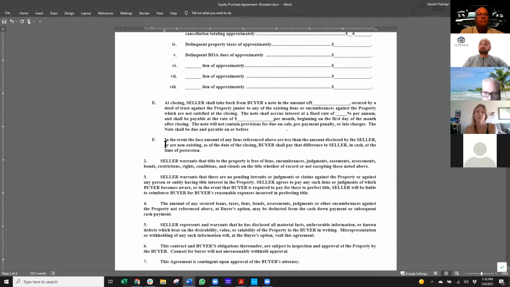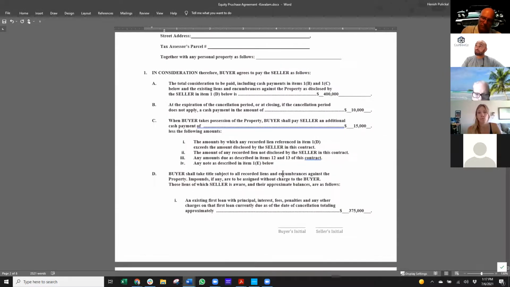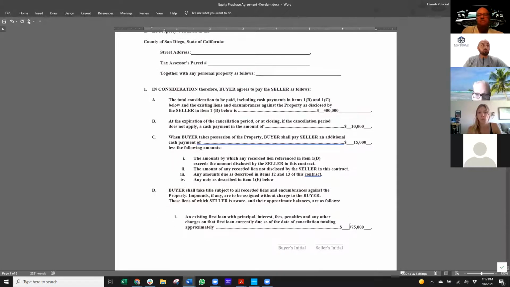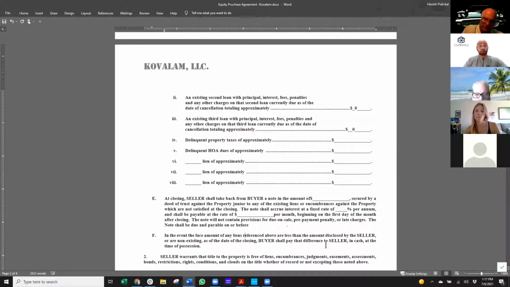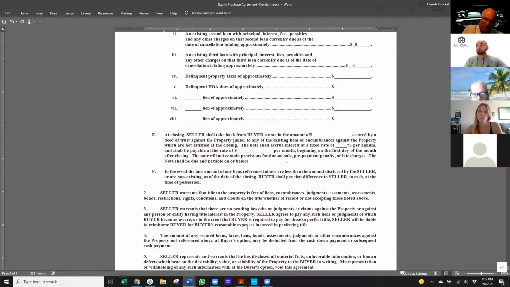This is a disclosure I mentioned earlier. In the event the face amount of any liens referenced above are less than the amount disclosed by the seller or are non-existing as of the date of the closing, buyer shall pay the difference to seller in cash at the time of possession. So in this case, if this $375,000 mortgage only turned out to be $350,000, good news, I'm going to give you, Mr. Seller, an extra $25,000 at close. All right, that's only the fair thing to do, and I'm all about making fair deals. Okay.